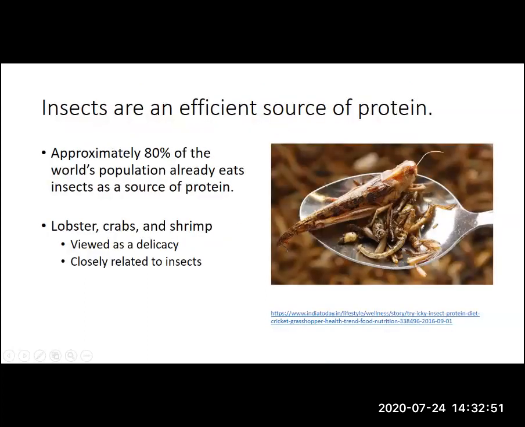Another option for this is insects. Remember the crickets that I talked about previously. Insects are an incredibly efficient source of protein. You're able to get a lot more protein per gram of insect than per gram of any other animal that's being present. And so if we take a look at this again, globally, from that perspective, what's going on within the world, we can see that approximately 80% of the world's population already eats insects, at least as part of its protein.